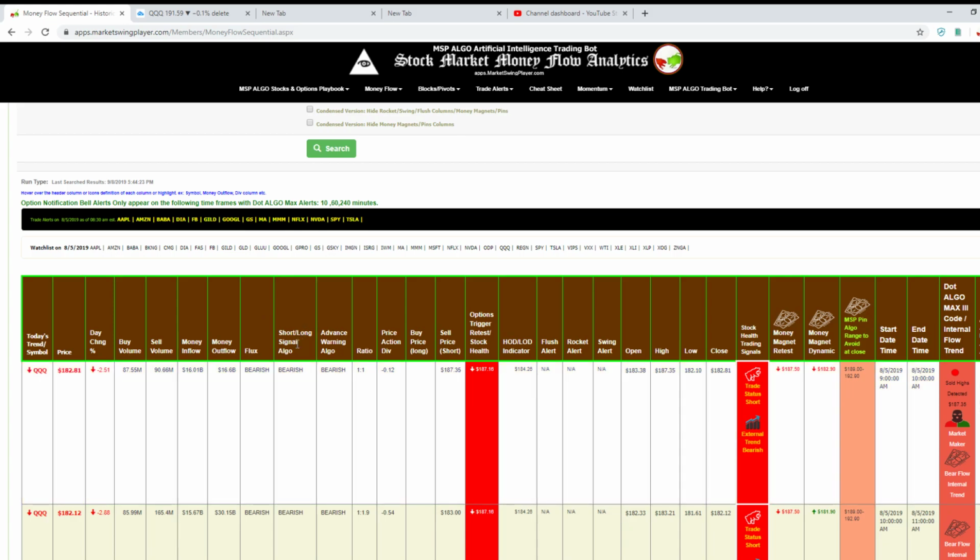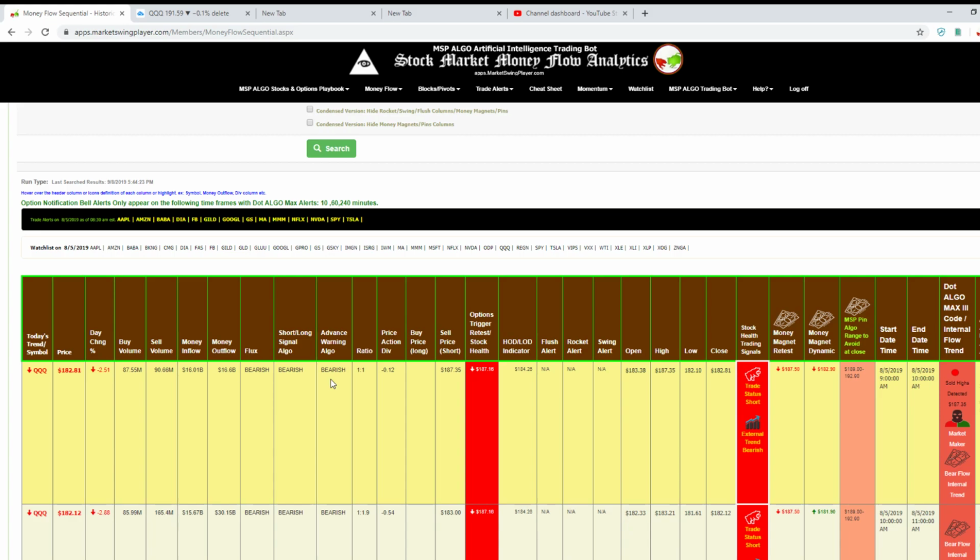Short long signal algo. This is an MSP indicator that's on our charts as well. So we have the short long signal algo, advanced warning algo, the ratio, the price action divergence. Short long signal algo says bearish or shorts coming, bullish long. The name is self-explanatory. Advanced warning algo says, hey, I'm detecting that this price action may change from bullish to bearish or bearish to bullish, okay? That's the purpose of that.